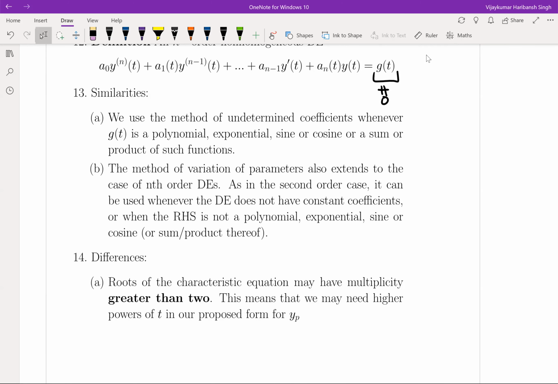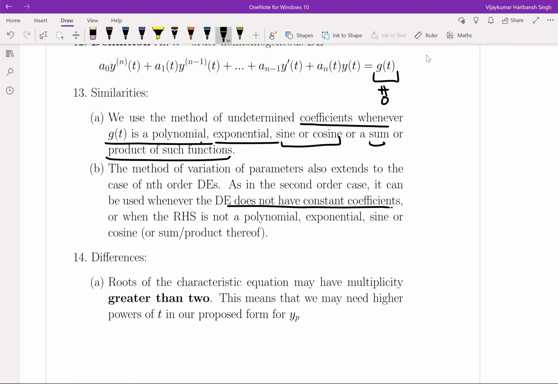So we'll use the method of undetermined coefficients whenever g(t) is of the form polynomial, exponential, sine or cosine, or a sum or product of these functions. We'll use the method of variation of parameters, which can also extend to order n, whenever the differential equation does not have constant coefficients or the RHS is not a polynomial, exponential, sine, cosine, or product thereof. So this is what we do.